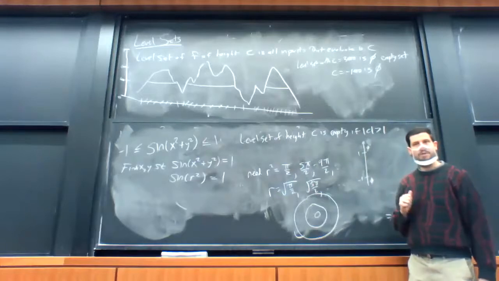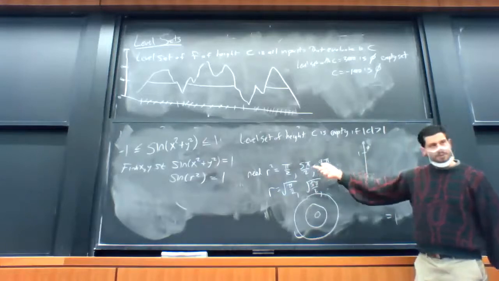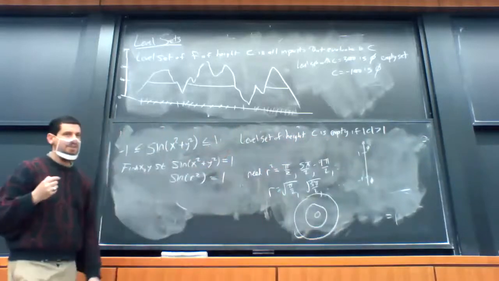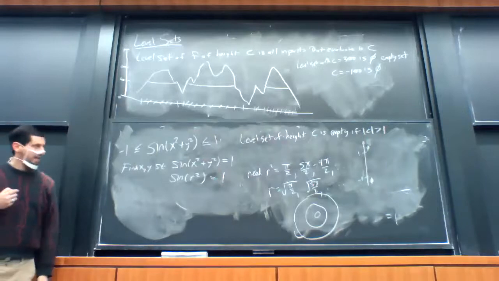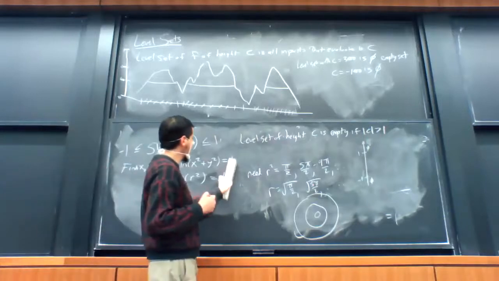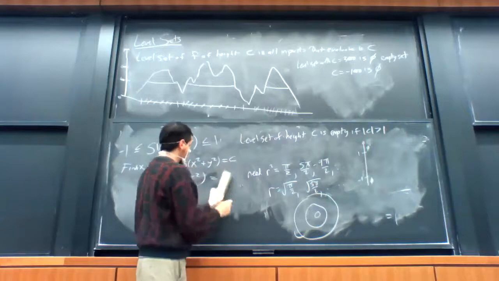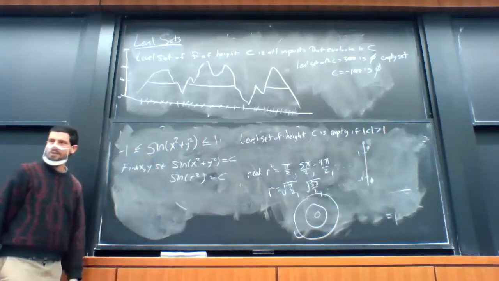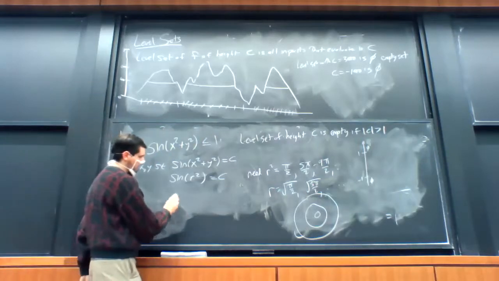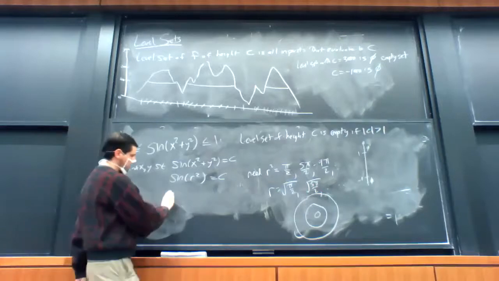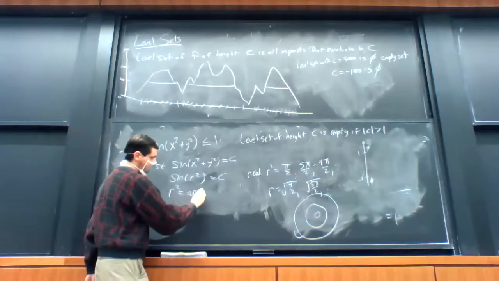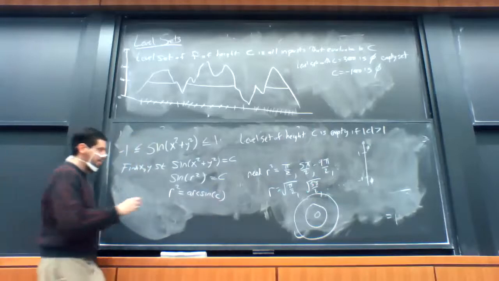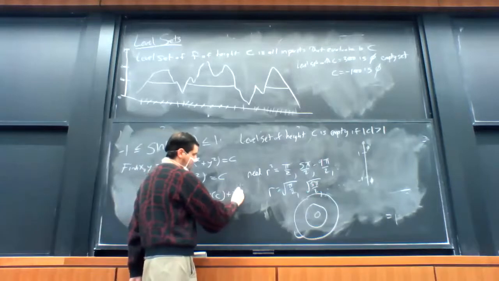Could I do this for -1? Yeah. Instead of pi over 2, it would be now, I think you said earlier, 3 pi over 2. And in general, if I give you any number c here, it's the sine of r squared equals c. So then that means we would want r squared to be arc sine of c plus any multiple of 2 pi.